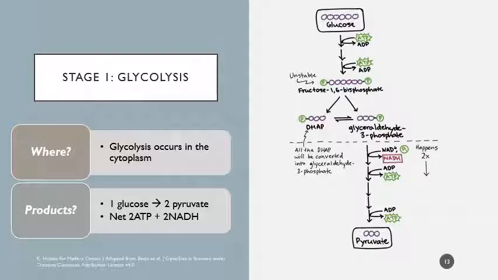So when we're thinking about a lot of these cellular respiration processes, we're thinking about the sugar source, the chemical energy source, as well as oxygen.